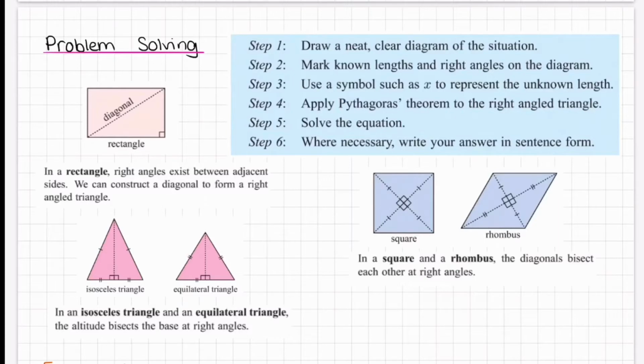Just some information about some shapes here. So a rectangle, if you draw a diagonal in a rectangle, you're going to get 2 right angled triangles. Same with isosceles and equilateral triangles. If you split those in half, you'll create 2 right angled triangles. And with squares and rhombuses, if you join the corners and do two diagonals, in the middle you will end up with 4 right angles, and each triangle will be the same size with a right angle in the middle.